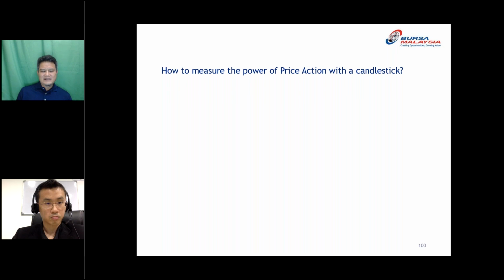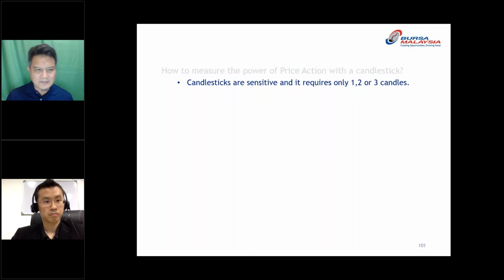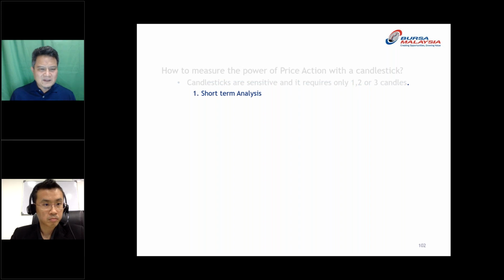Okay. So next, how to measure the power of price action with candlesticks? Candlestick is very sensitive, which means it requires only 1 or 2 or 3 candles. Of course, some other patterns may have 10 or 20, but usually it's about 1, 2, or 3 only, and there are hundreds of candle patterns. But today I only cover certain patterns that are more important or relevant. It is also very good for short-term analysis, and especially for reversal. See, short term and reversal.